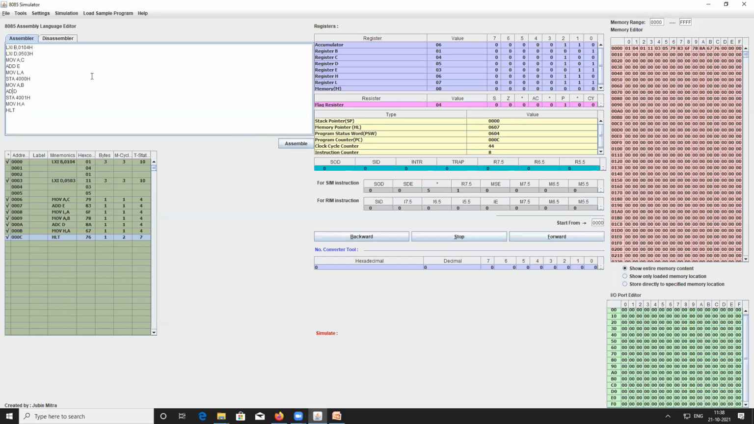Then ADC, or ADD C. So what is the meaning of ADC? If any carry is generated, then ADC is written. You can use ADD also. ADD means no carry will be added into the D. Okay, so assemble this. Run it all at a time. I am going to show the locations 4000 and 4001H.